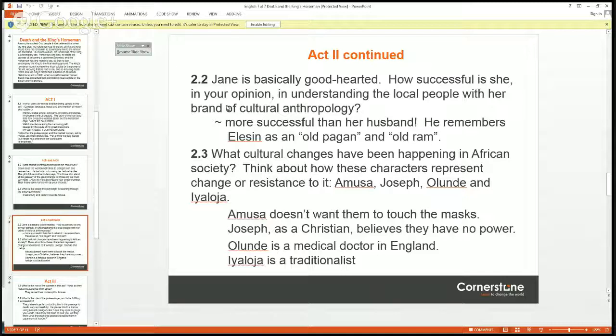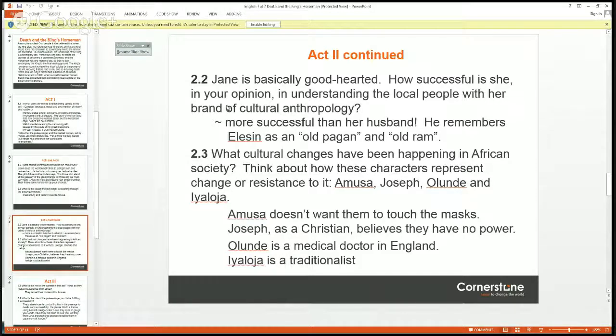Now, Joseph is also a servant of theirs, of the Pilkings, and he has already been converted to Christianity, and he's unfazed by the masks. He doesn't believe they have any power. And of course, we rejoice as Christians. We think that's wonderful. But we're not allowed to say it like that in an academic essay. I just keep reminding you of this because it is important to remember.